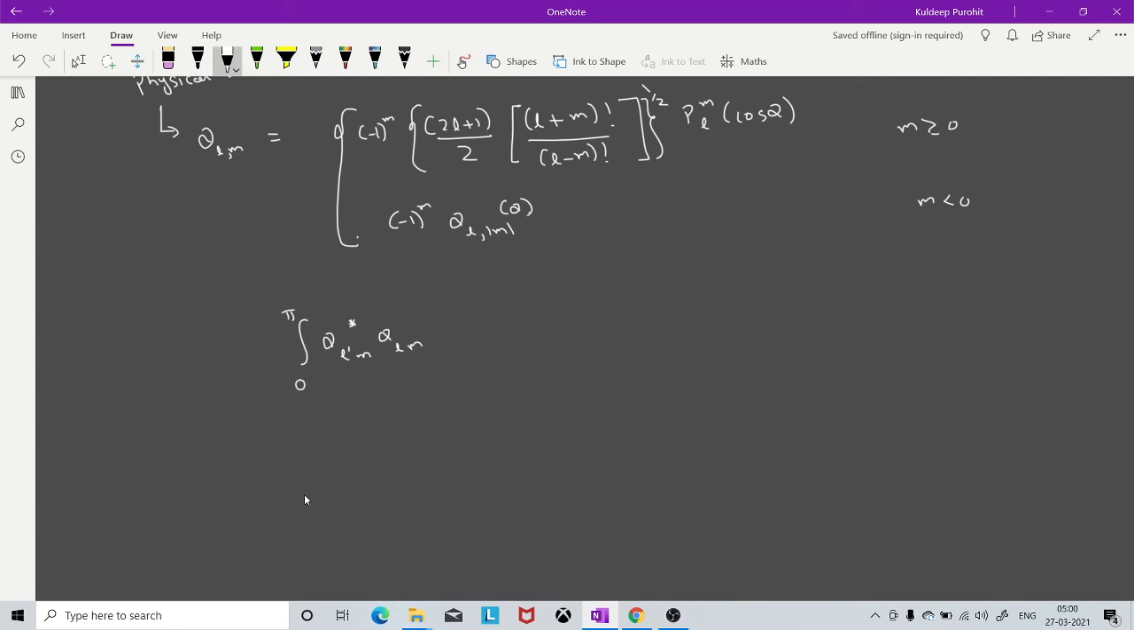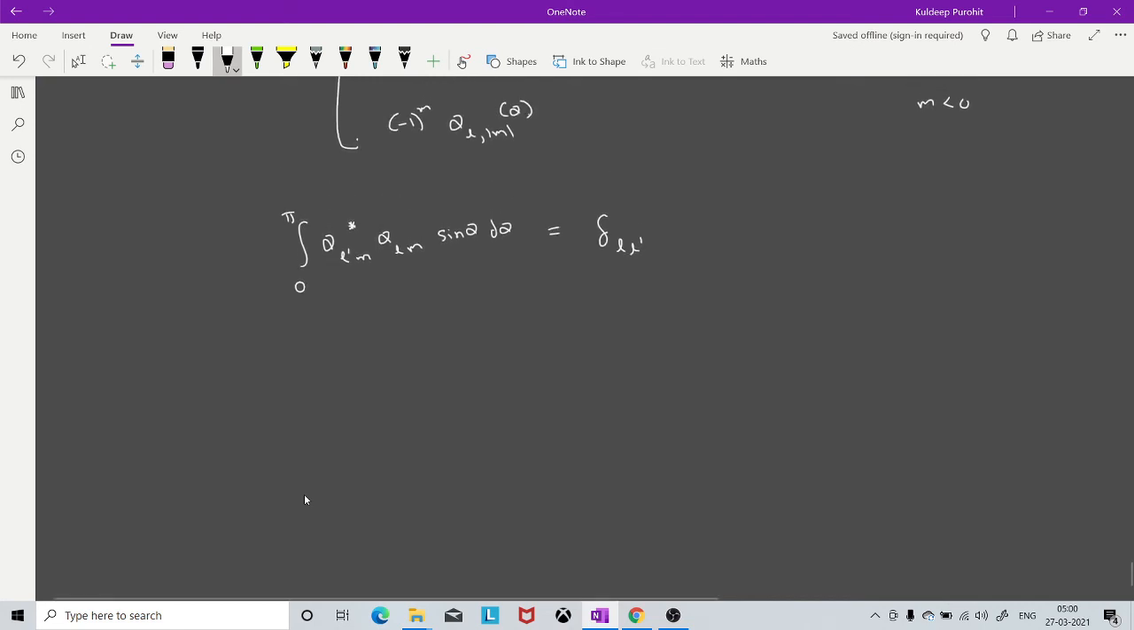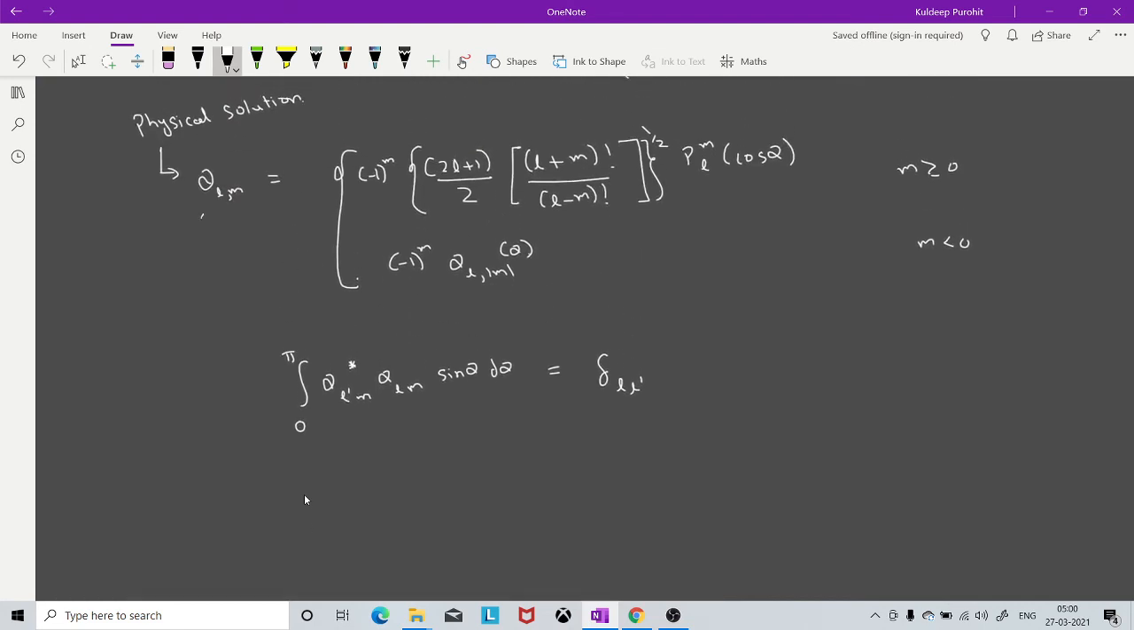Okay, and there was a d omega, where omega was equal to cos theta, so I can write it now as sin theta d theta, and this is equal to L into L prime. When L is equal to L prime, I will get this value equal to 1, and when L is not equal to L prime, I will get it equal to 0. So now it is fine. And now this corresponds to a physical solution. So this is the solution of the theta part of the equation.